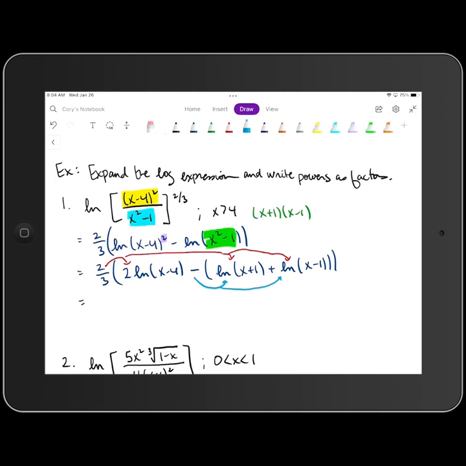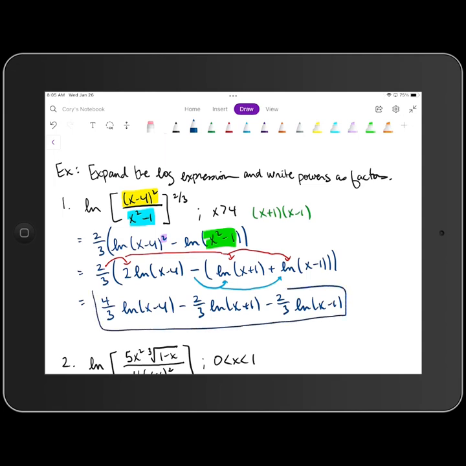When I do both of those things, that's going to wind up giving me 4/3 times the natural log of x minus 4, minus 2/3 times the natural log of x plus 1, minus 2/3 times the natural log of x minus 1. Okay, so that is that single log expression expanded out completely using our log properties.